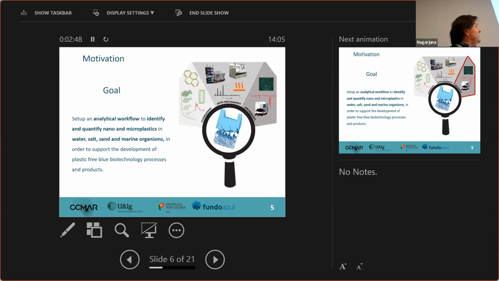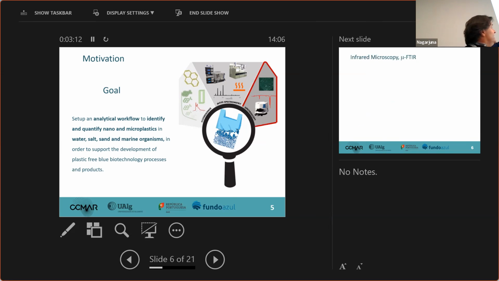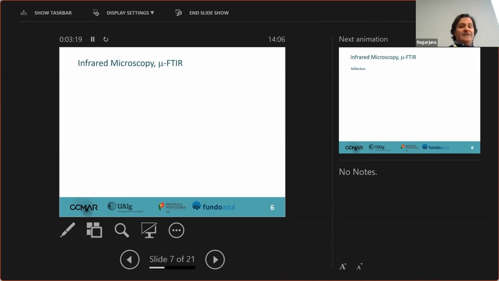Okay, so we can organize the available methods to analyze microplastics in 3 groups. One group is spectroscopy methods. That includes mainly IR microscopy and Raman microscopy. There are also mass spectrometry methods and fluorescence methods. I will start with the spectroscopy group, and with infrared microscopy.